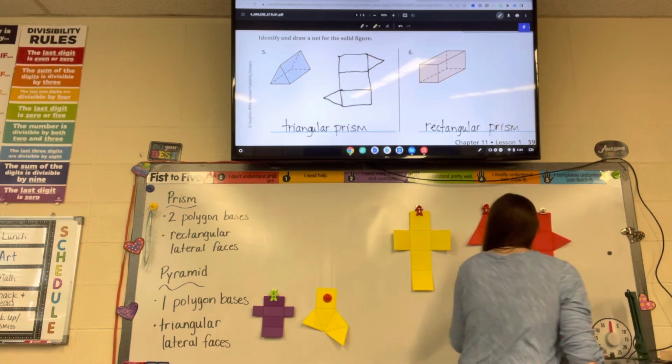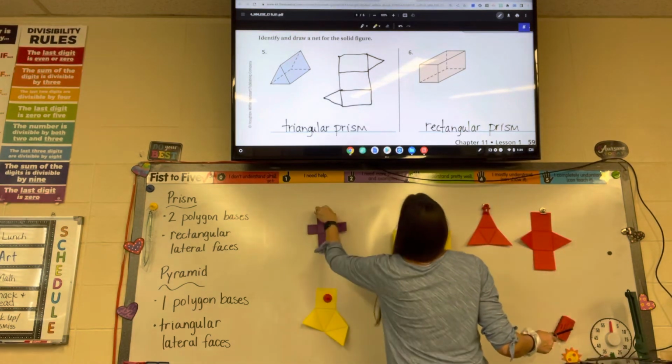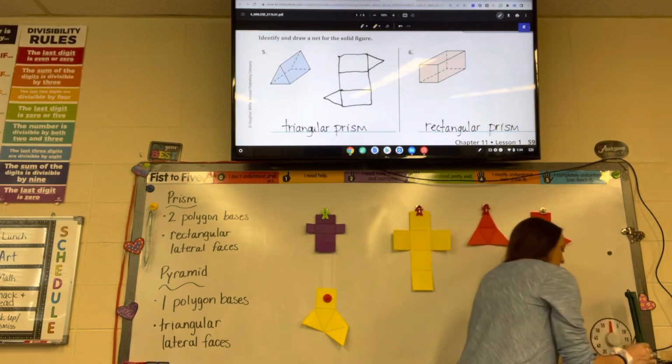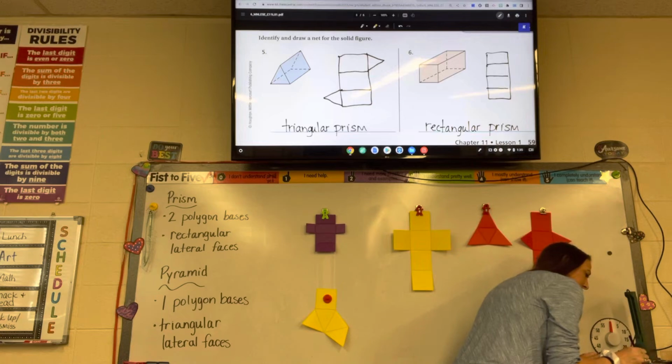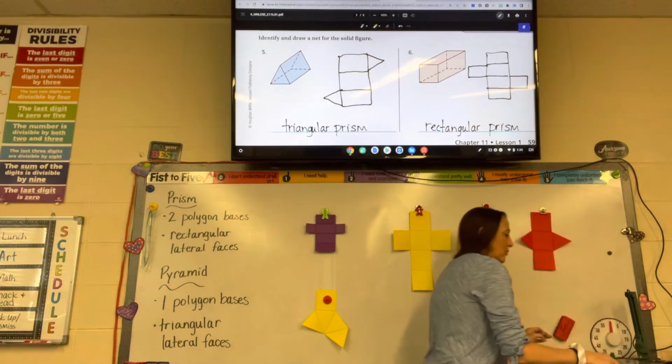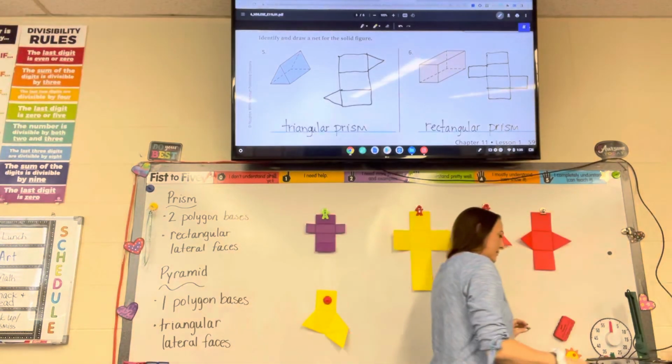Now this is like the cereal box. So here's an example of the net that we can draw. 4 rectangles stuck together, with rectangles sticking out on either side. That will make the sides of it.